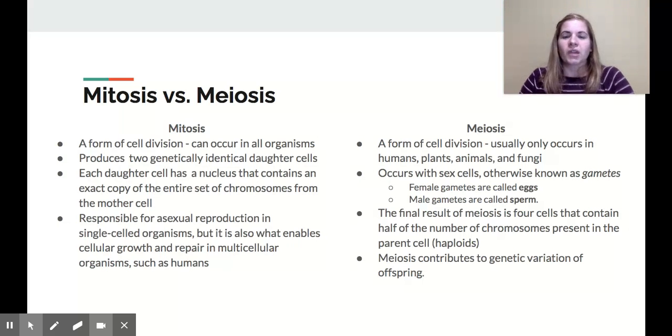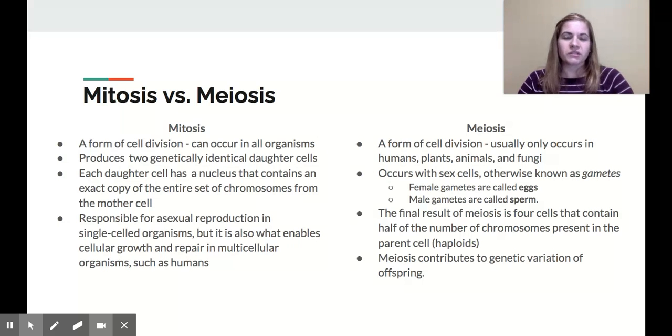So anyways, mitosis is a type of cell division that can occur in any organism. When this is happening, it's producing two genetically identical daughter cells. So the cells are dividing, and the new cells are going to be identical to the original. A daughter cell is going to contain a nucleus that contains an exact replica, an exact set of those same chromosomes from the mother cell. So everything will be identical here.